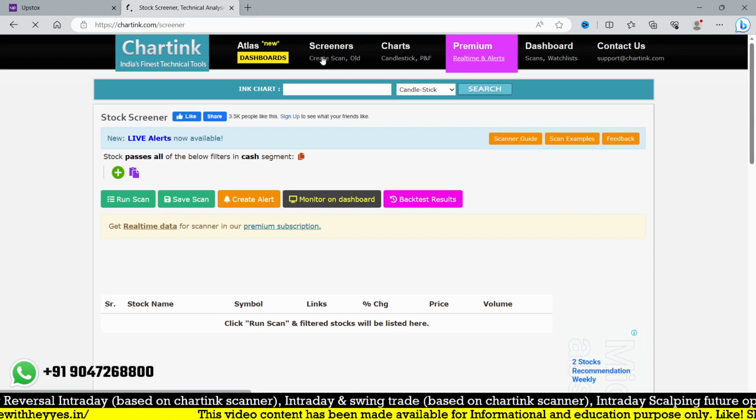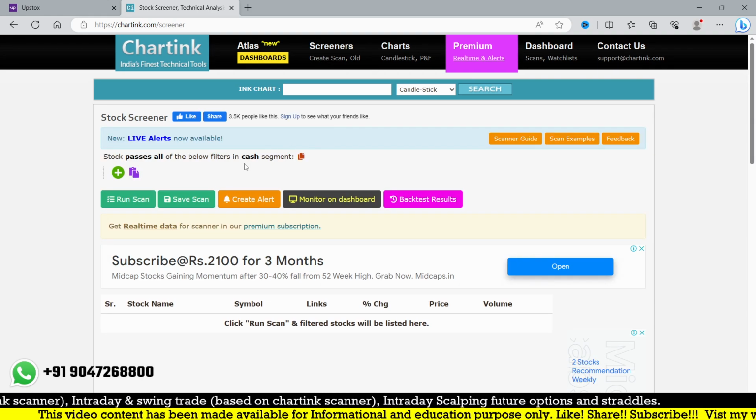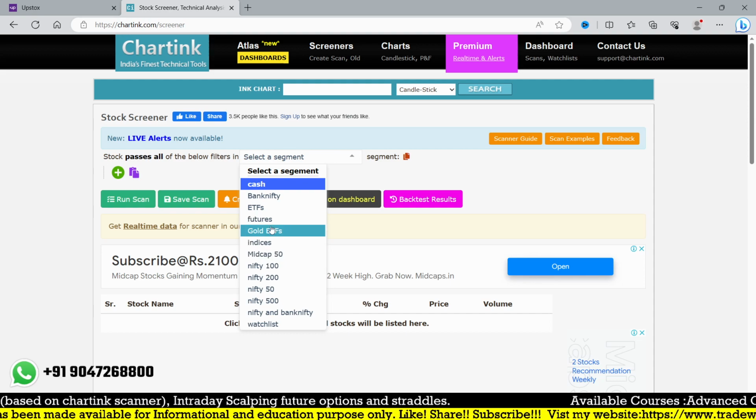And it is a custom scanner. I don't provide you the scan here. Okay, so if you wish to learn, you can go for it.